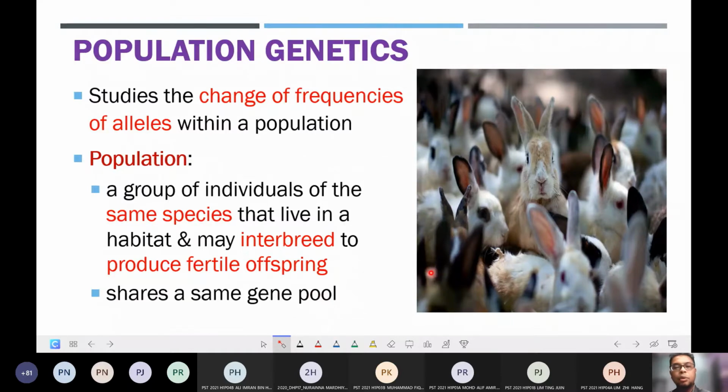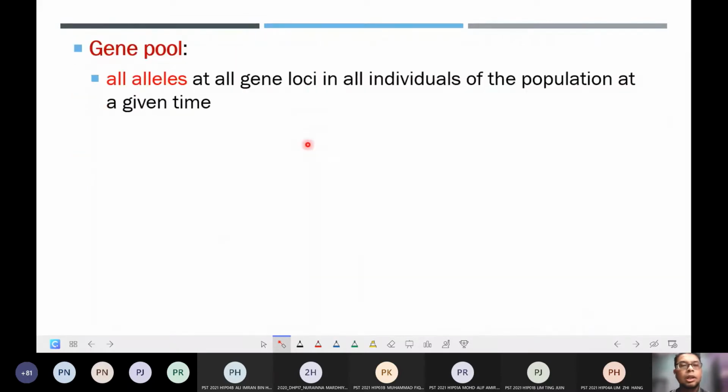So what is a gene pool? A gene pool is actually referring to the collection of all alleles, okay, for all the genes at all the gene loci in every individual, okay, of the population at a given time.